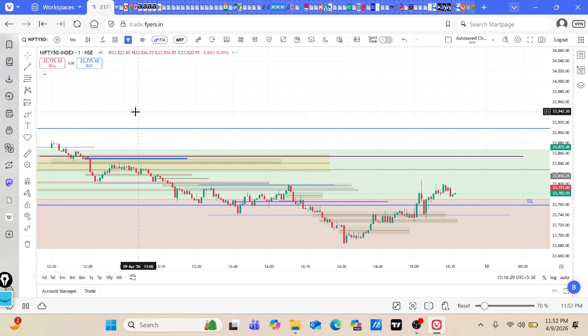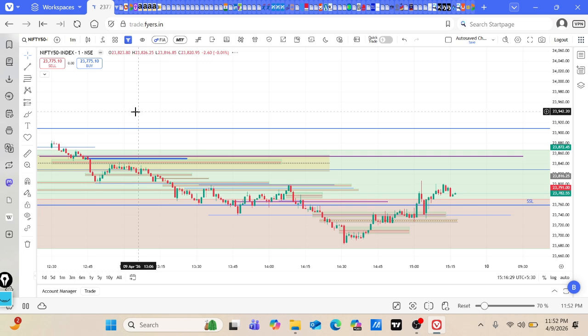So right over here you can see this was your first break of structure, and then it went again, and you got the second break of structure. This is a change, you can say a reversal. Okay, so now here I waited.